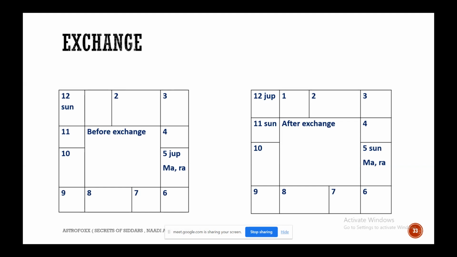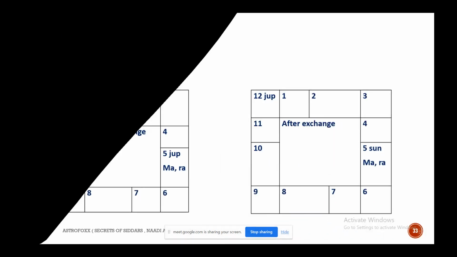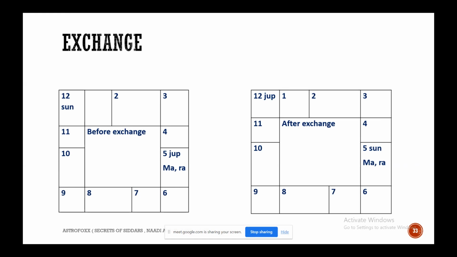What does this exchange mean? For example, a planet is in A's house, and A is in B's house. So they have exchanged each other's house. That is the concept of exchange. So if you see here in this chart, Sun is in Jupiter's house, and Jupiter is in Sun's house. Now what we can say, there is an exchange between Jupiter and the Sun.